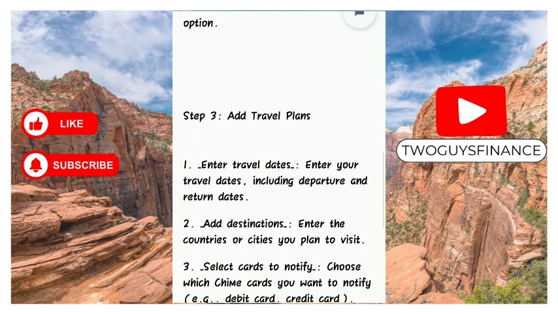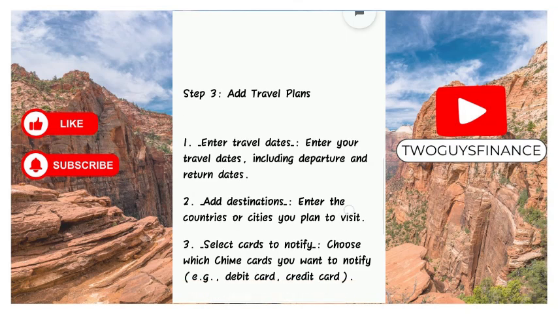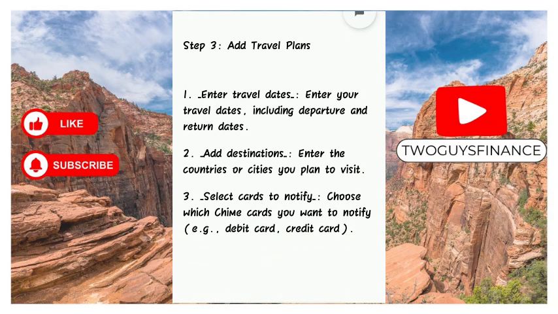Step 3 is to add travel plans. So just enter your travel dates, including departure and return dates, and then enter the country or city that you plan to visit, and then choose which Chime card you want to notify. It could be a debit card or it could be a credit card.